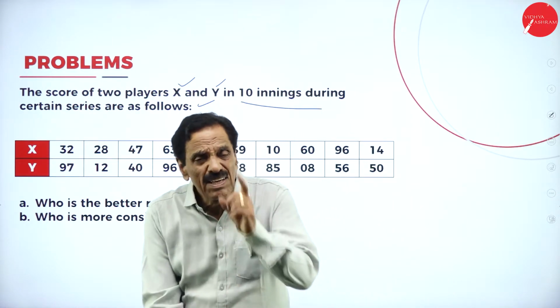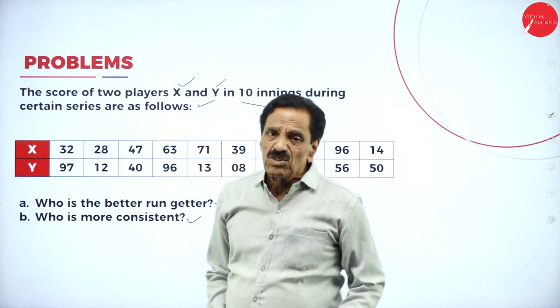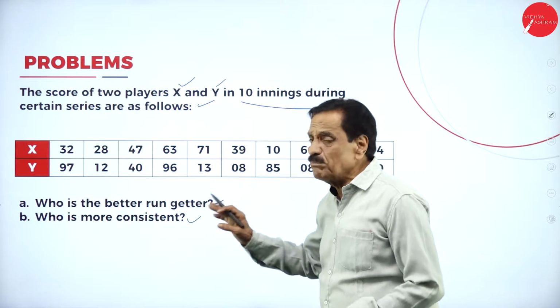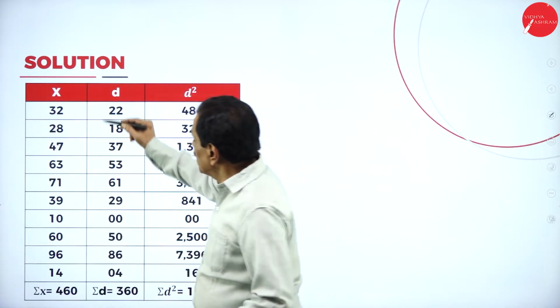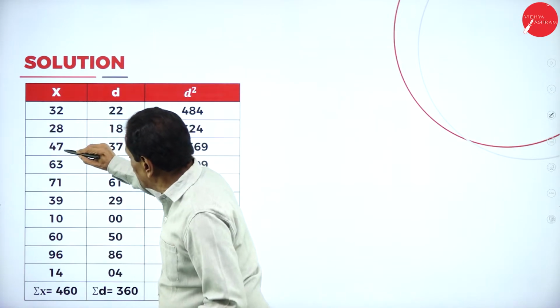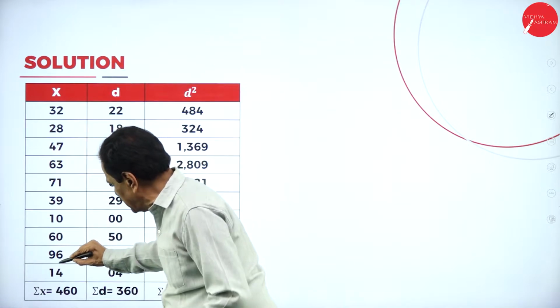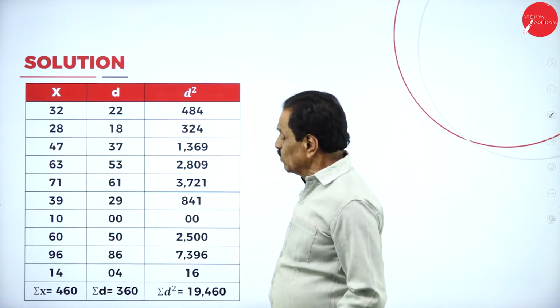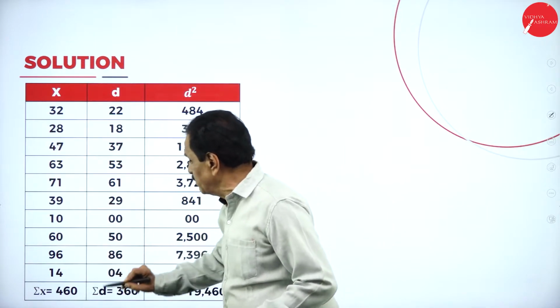What is a CV? Standard deviation divided by mean into 100. So we will show with an example how to solve. Player X scored 32, 28, 47, 61, 71, 39, 10, 60, 96, 14. So 10 innings are there. His average is 46, we say.